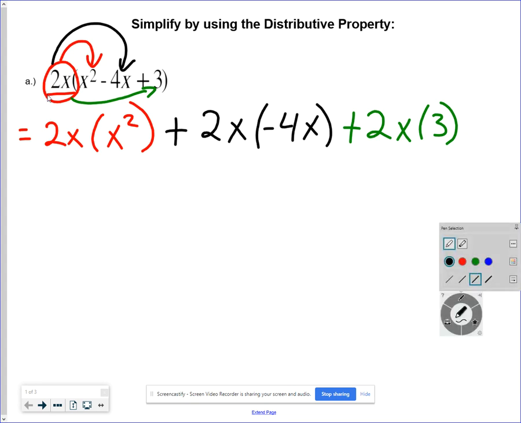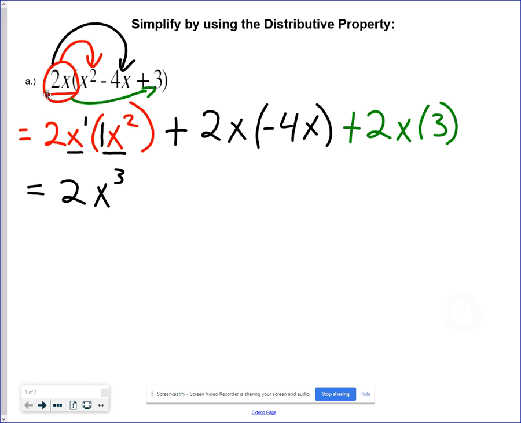So this x has an exponent of 1 on it. And if you remember, when we multiply variables of the same base, we add the exponents. So 2 times, there's a 1 in front of this x, so we have 2 times 1 is 2. And then we have x to the first times x squared, so we add the exponents, so 1 plus 2 is 3.